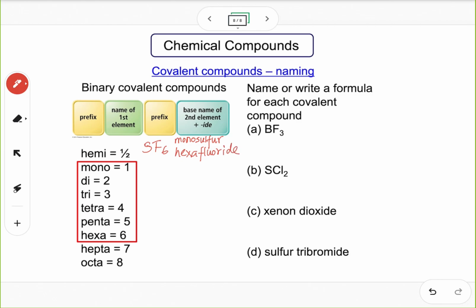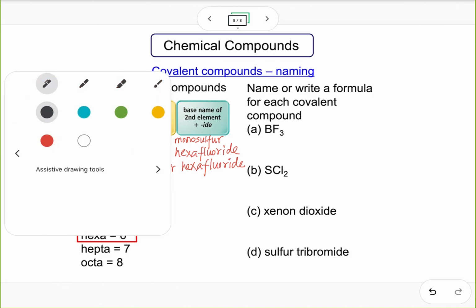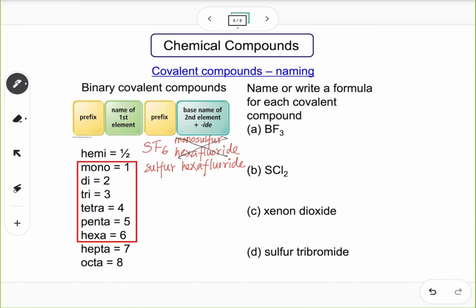But like I said, if you have only one atom for the first element, you don't have to write the mono. So instead of writing monosulfur hexafluoride, you should write sulfur hexafluoride. I'll put a cross. Do not write the mono for the first element if it has only one atom in the formula.